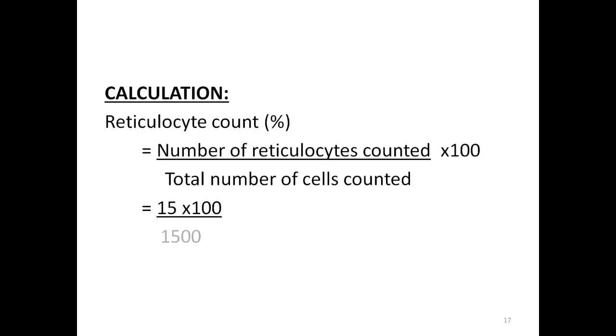For example, 15 reticulocytes I could count. So 15 divided by the total cells which I counted, which was 1500, into 100. So that comes to 1%.